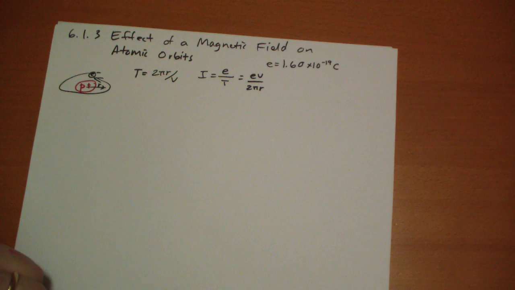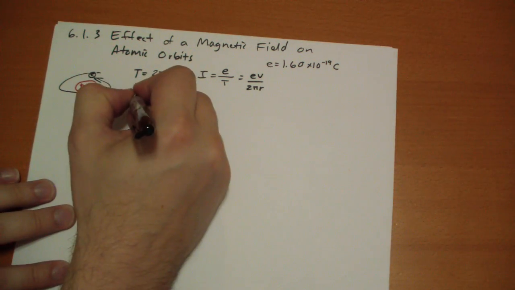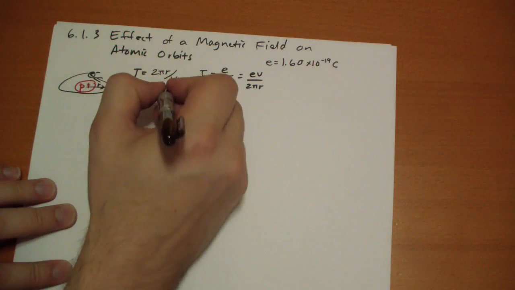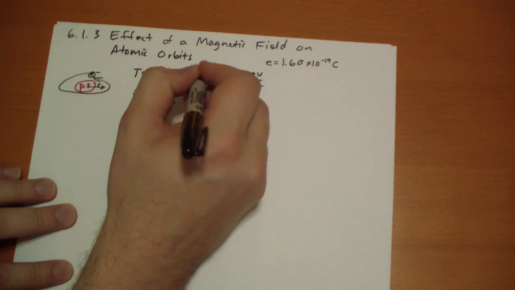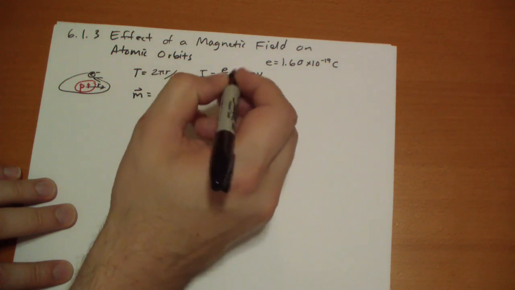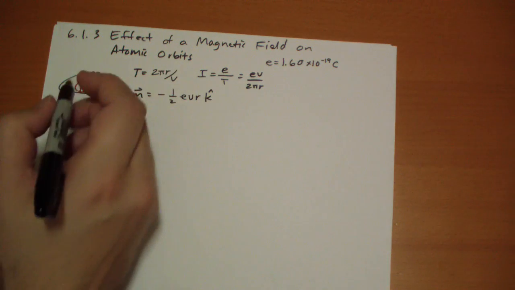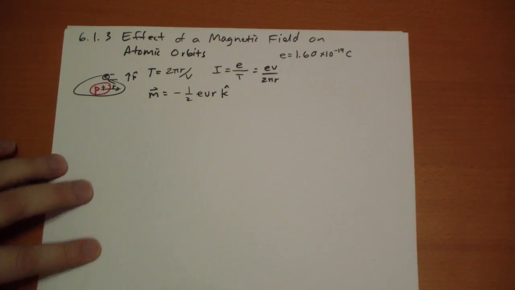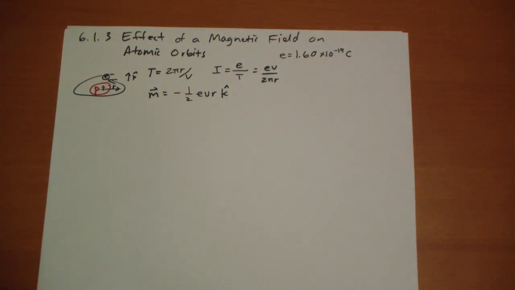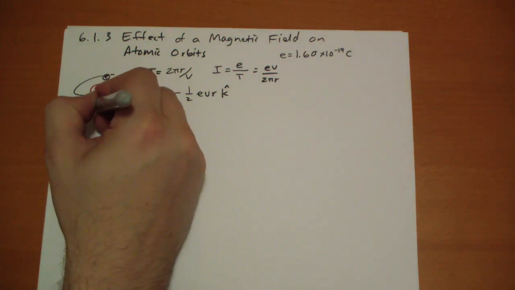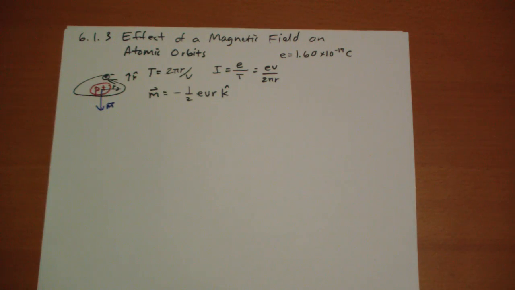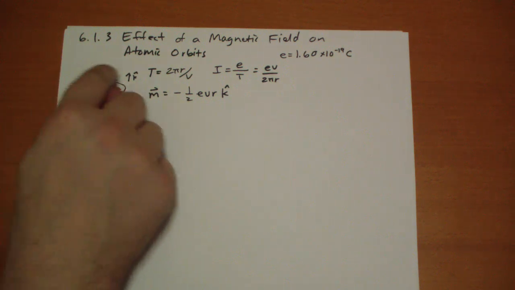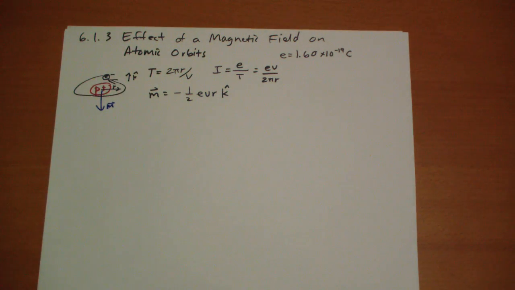And then you can calculate the magnetic moment. That's just m vector equal to minus, because it's a negative charge, 1/2 e v r k hat. Here k hat is pointing out this way. And what happened to the 2 pi r? Well, that's accounted for in the area of the loop that it's covering. So now we have the magnetic moment that points down. We have a negative charge flowing this way, so it's like a positive charge flowing this way, so you have to follow the right-hand rule.